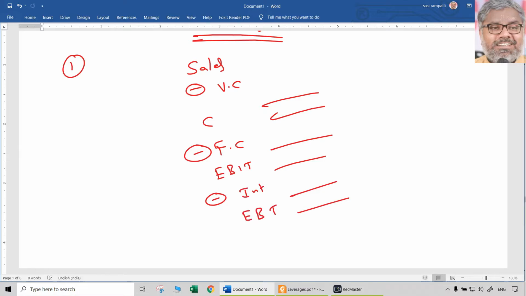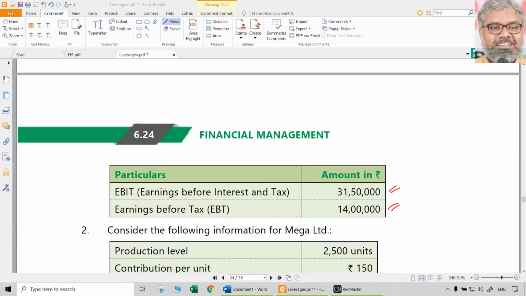So first thing first, we have to be very clear with our objective. Objective here is to find out combined leverage. Combined leverage formula is contribution divided by EBT. So do we need everything? We don't need everything. We need contribution, we need EBT, that is earnings before tax. These two things only are required.